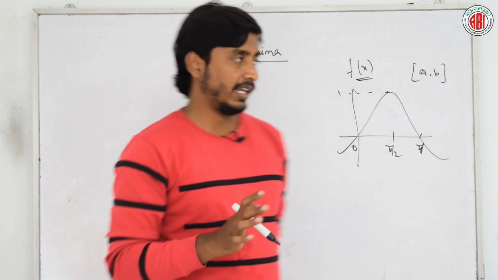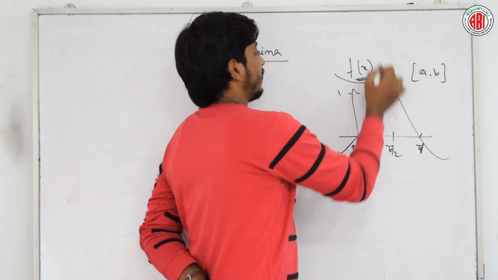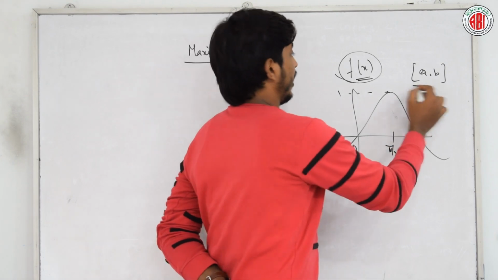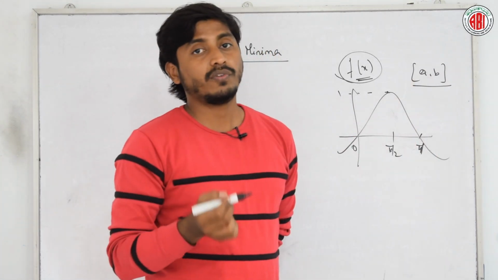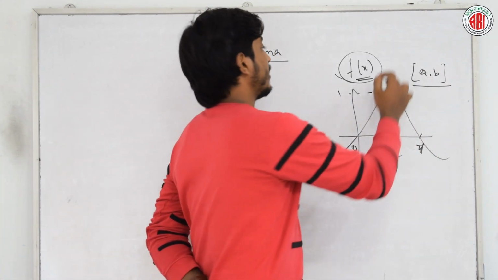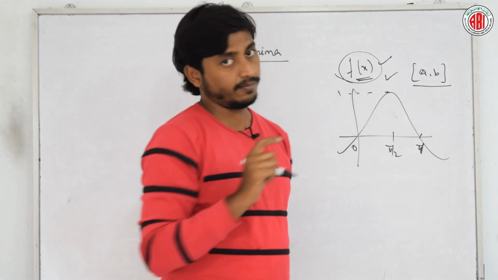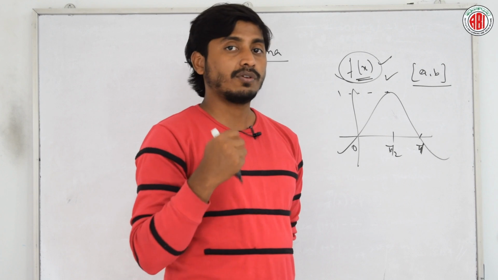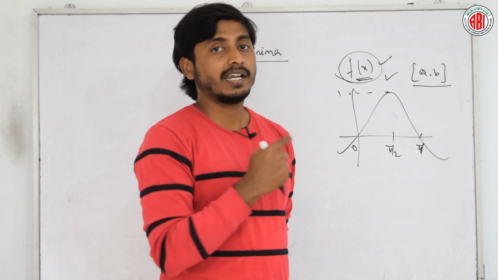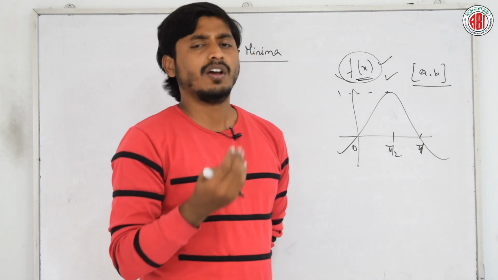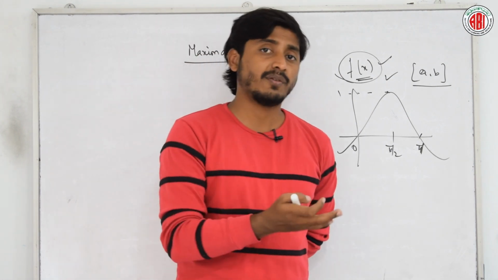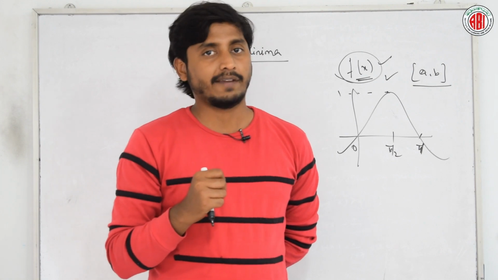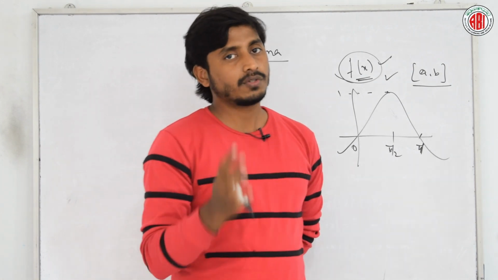Clear? Let me tell you again. If there is a function f of x which is continuous within a particular range, then how do we confirm that it has a maximum or minimum value? That is the first thing. Second, if it has a maximum value, then you have to tell at what point it has the maximum value, or vice versa. If it has a minimum value, then at what point it has that minimum value. That is what we are going to learn.